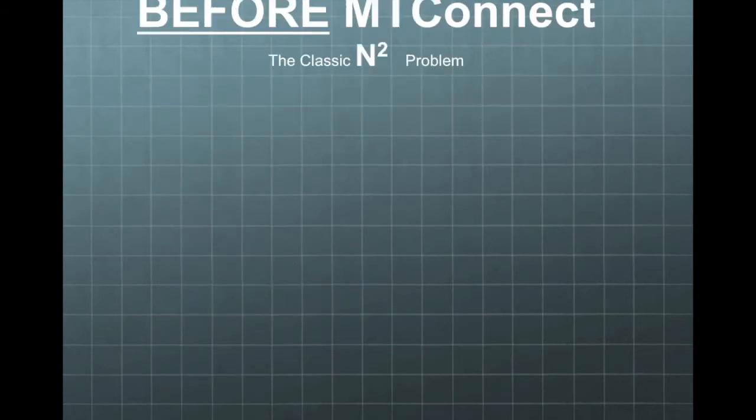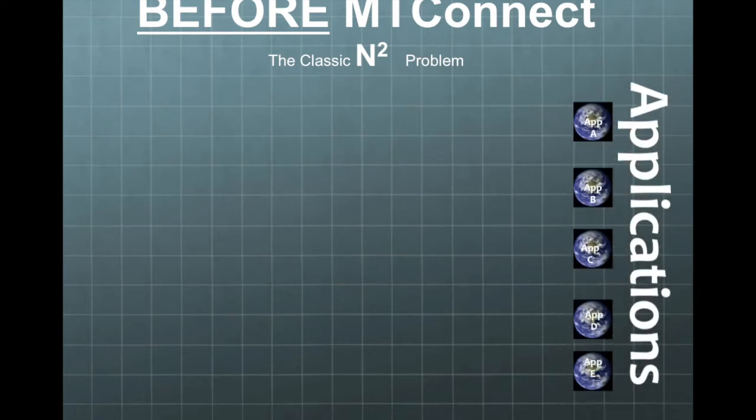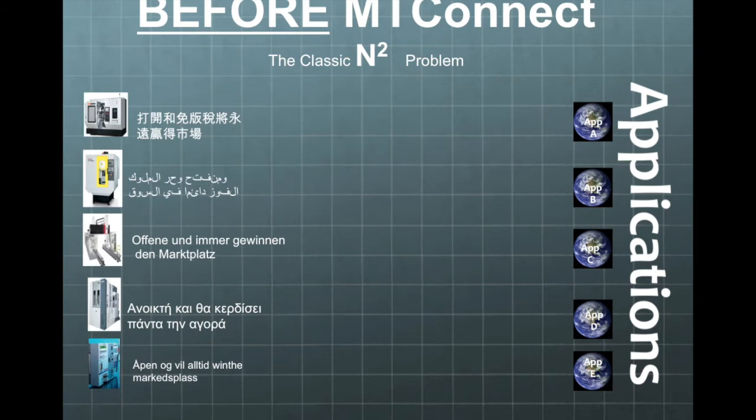So before MTConnect, how did things look? Well, it was the classic n-squared problem. Over on your right, you have 5 different applications from 5 different companies. On your left, you have 5 different machine tools from different vendors, all speaking different languages. And the language I'm referring to is the language that you would speak to these systems in order to get information from them, such as what they are doing.